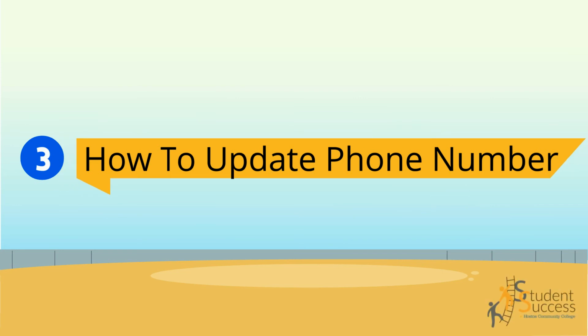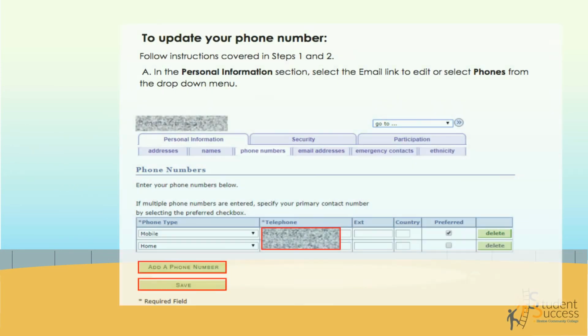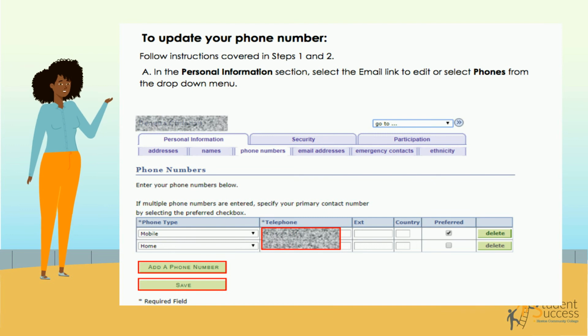How to update your phone number. To update your phone number, in the Personal Information section, select Phone Numbers. Click the Add a Phone Number button. Once you have updated this information, remember to click the Save button.